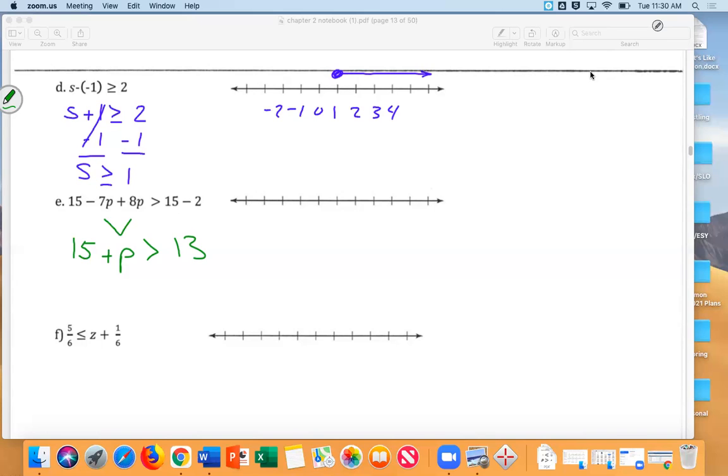Now, Katie, how do you get rid of plus 15? Take away 15. And that gives us p is greater than -2. So I go ahead and put -2 in the middle, -1, 0, 1, 2, -3, -4, -5. This is going to be an open circle because of our symbol. And then we are eating the p, so we're going to shade to the right.